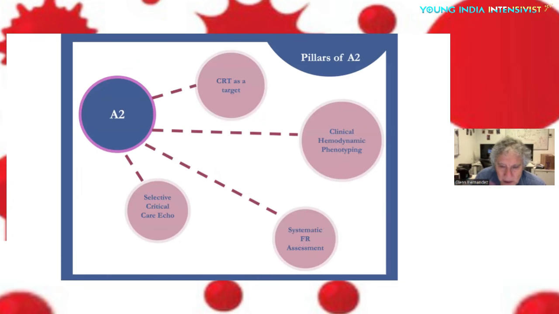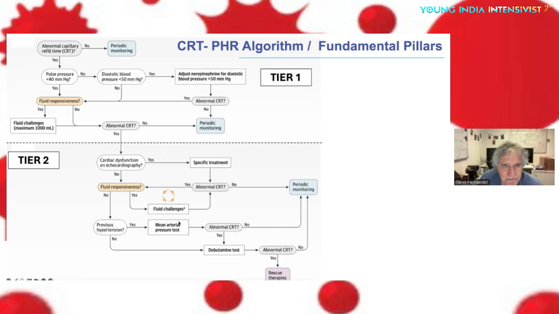We incorporated CRT as a target to personalize resuscitation, the same as Andromeda 1. We incorporated clinical hemodynamic phenotyping, considering pulse pressure as a representative of stroke volume, and diastolic blood pressure. Instead of giving fluids to all patients, we decided according to this systematic assessment of fluid responsiveness. I had no time to get deeper into this, but it's very important, and selective critical care echo at some point. This is the algorithm.